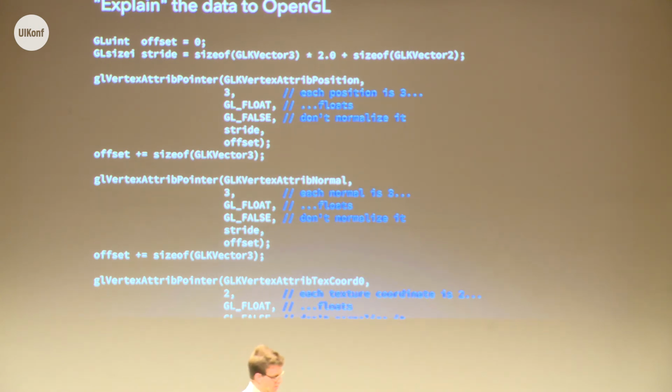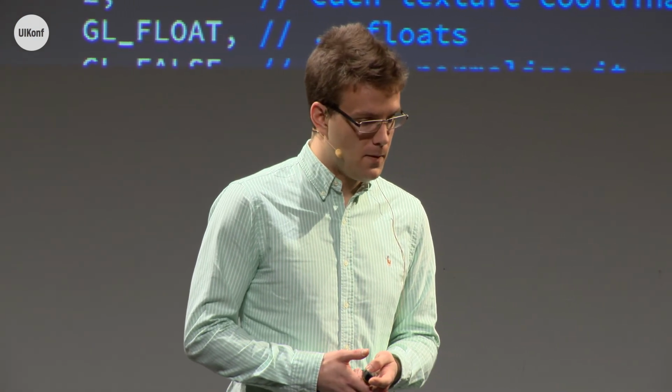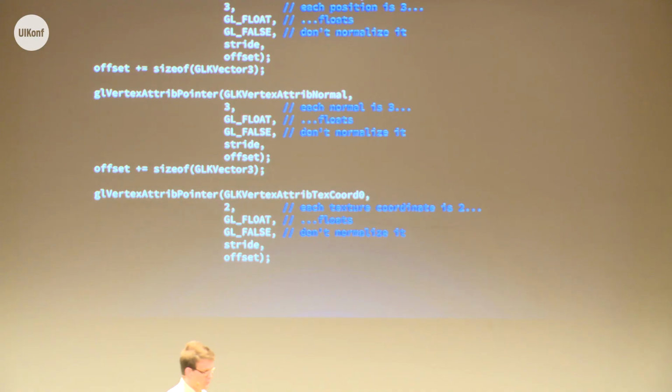So we're telling OpenGL that the position starts at the offset of 0, and each position is 3 floats. The normal starts just after the position, because that's how our data is structured, and it's also 3 floats. And the texture coordinate starts after the normal, and that is just 2 floats.